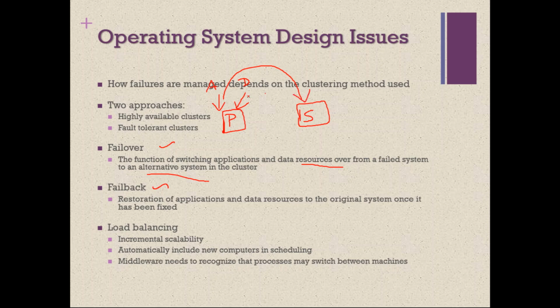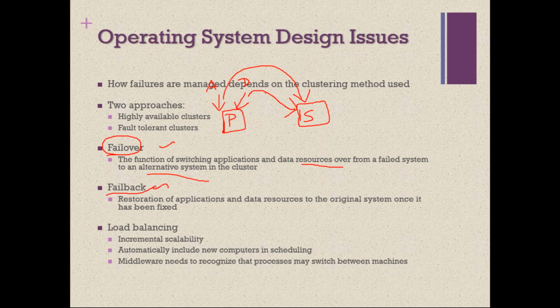The data resources that were connected to the primary server should now be given to the secondary server. This process is called failover. Handing over the application and data resources from the primary server to the secondary server is called failover.